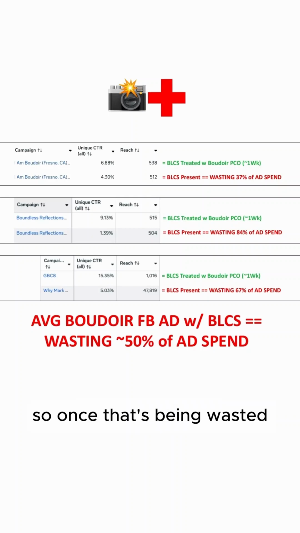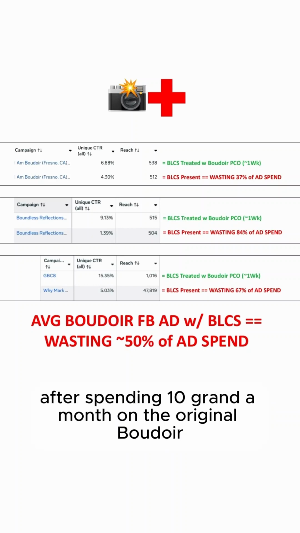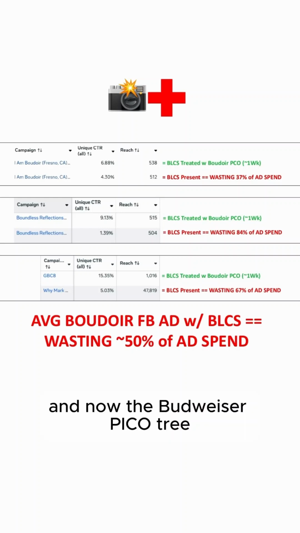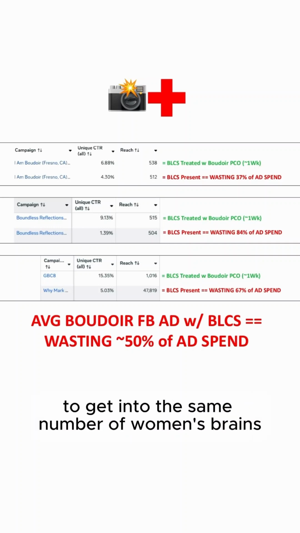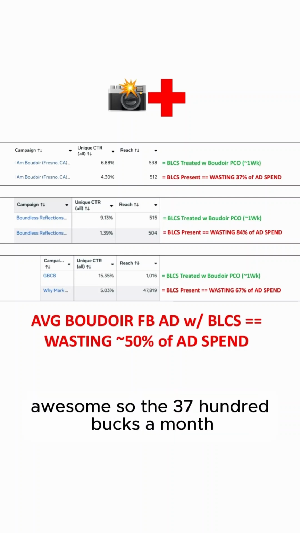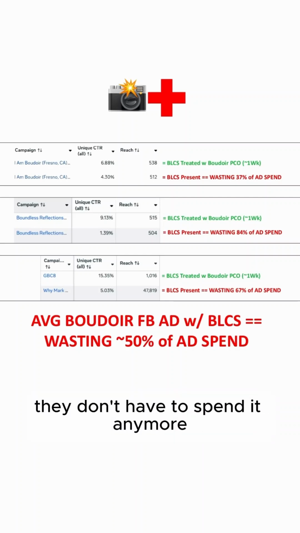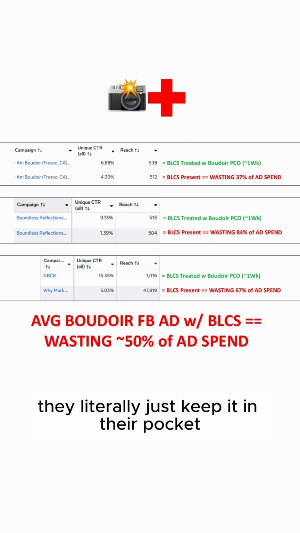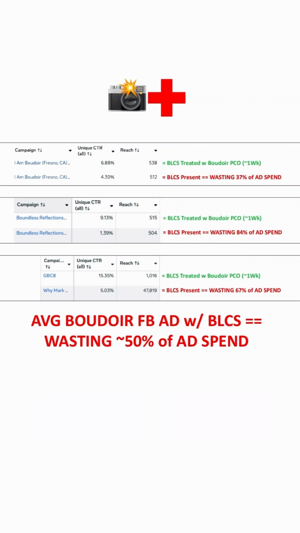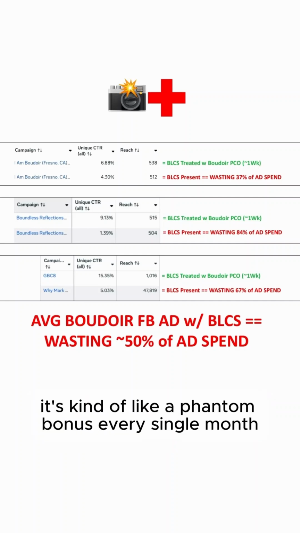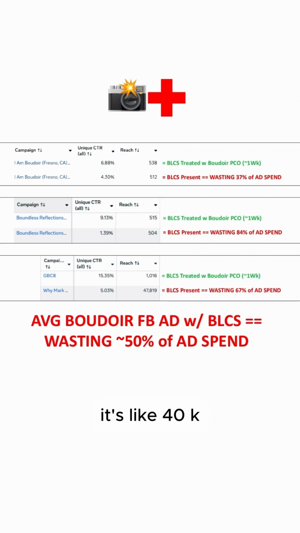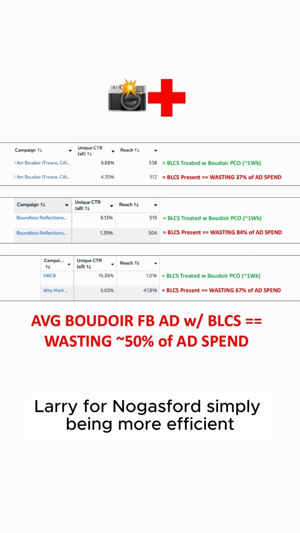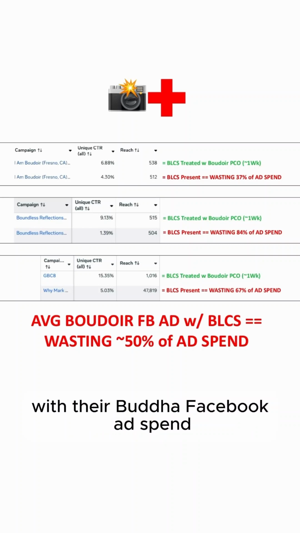So if they're spending 10 grand a month on the original Boudoir Facebook ad, now with the Boudoir Pico treated ad, they only need to spend $6,300 a month to get into the same number of women's brains. Awesome. So the $3,700 a month, they don't have to spend it anymore. They pocket it. They literally just keep it in their pocket. They don't have to pay it to the Zuck. It's kind of like a phantom bonus every single month. $3,700, $3,700, another $3,700. At the end of the year, it's like $40K. Literally for no extra effort, simply by being more efficient with their Boudoir Facebook ad spend.